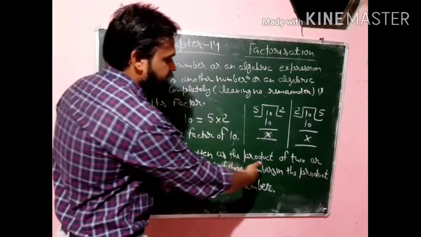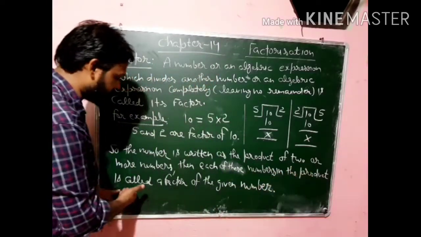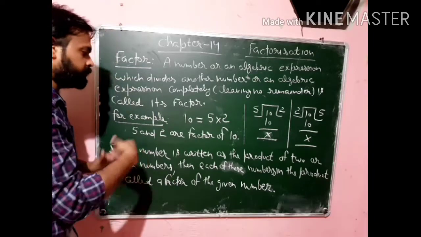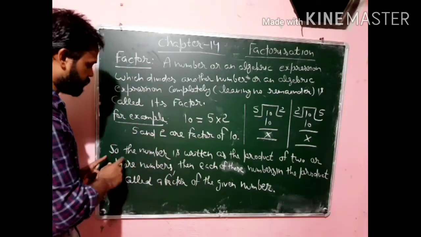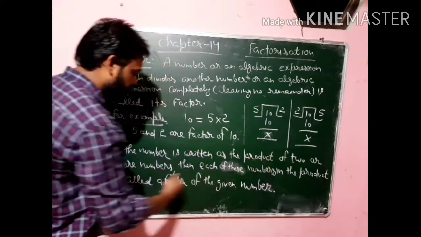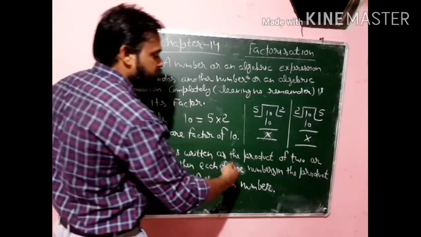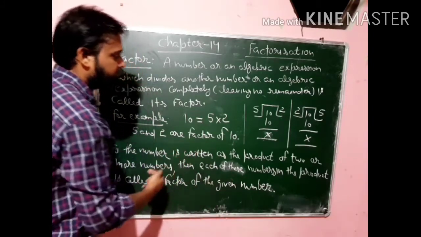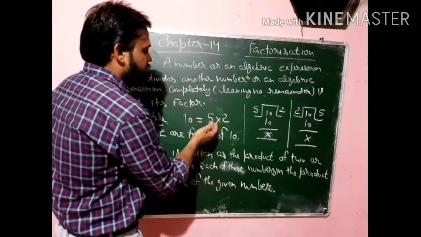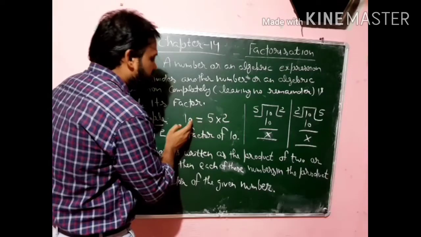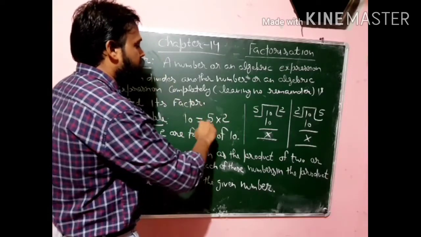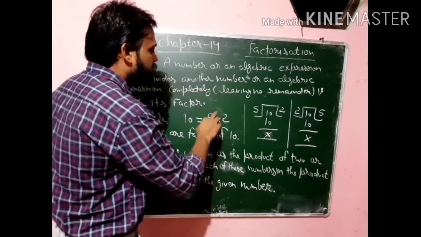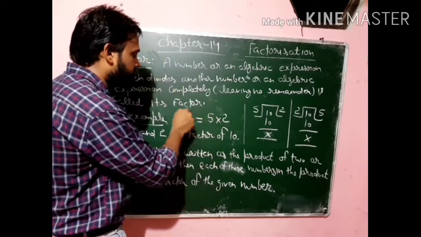So each of these numbers in the product is called a factor of the given number. Read this one again and you will understand the whole definition. If a number is written as the product of two or more numbers, then each of these numbers in the product is called a factor of the given number. So 10 can be represented as a product of 5 and 2, and the numbers in the product are the factors of the given number.